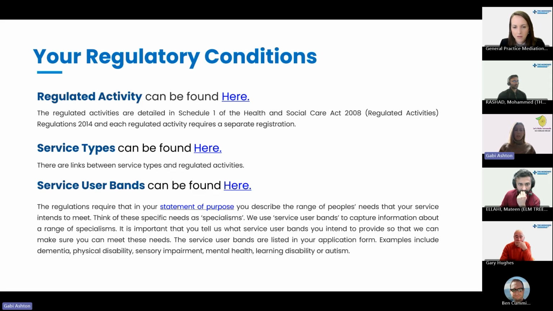You've also then got your service types. So again, it's primary medical services. It might be, if you're providing online services, that you've got mobile doctor services, and there are then primary care specific boxes as well for you to complete. And then you've got your service user bands. So that's really the age groups or types of groups of people that you'll be providing care for. So examples can include supporting people with dementia, physical and sensory impairments, mental health and learning disability and autism services.